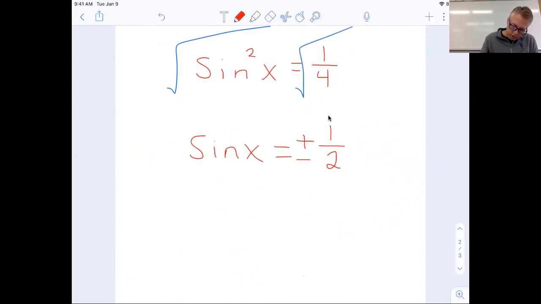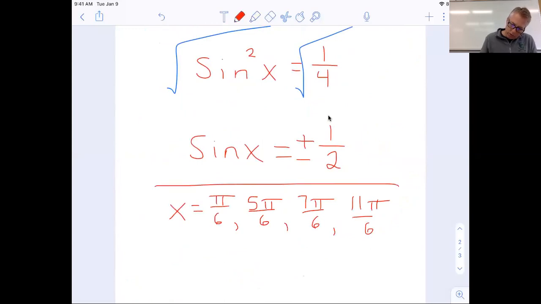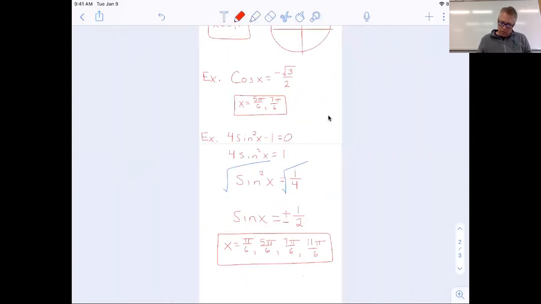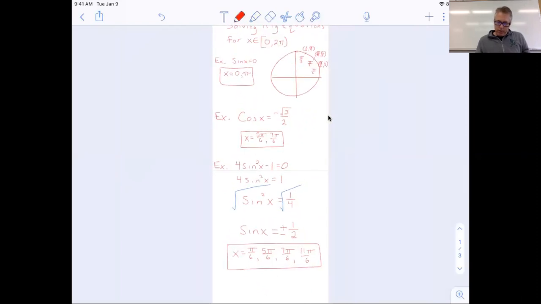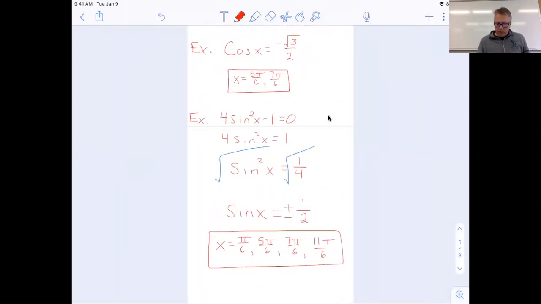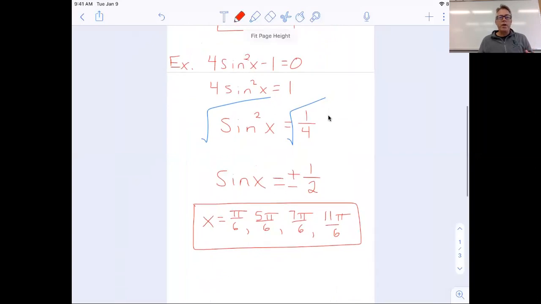So x is equal to all 4 of those. Pi over 6, 5 pi over 6, which is in the second quadrant, 7 pi over 6, which is in the third quadrant, and 11 pi over 6, which is in the fourth quadrant. So you can see by the example, sometimes we get 2 answers, sometimes we get 4 answers. It just depends on the type of problem we're looking at.